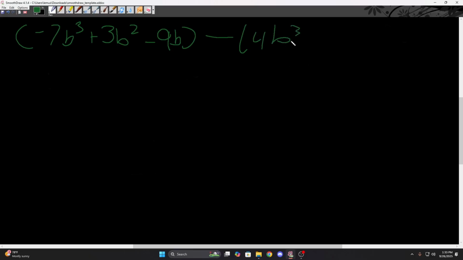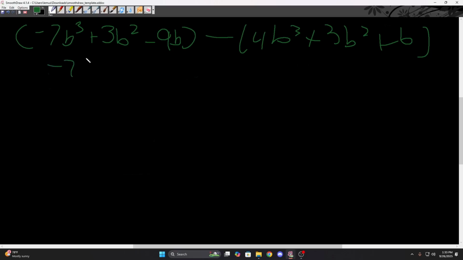Okay, so the next problem is this. Negative 7b cubed plus 3b squared minus 9b minus 4b cubed plus 3b squared plus b. Usually when stuff like this is on the board or I'm going to write something down, I like to immediately distribute because I save a tiny bit of time instead of rewriting the exact same equation again.